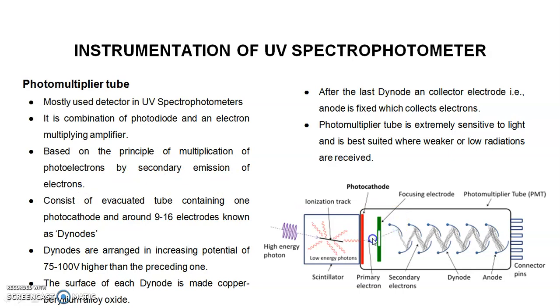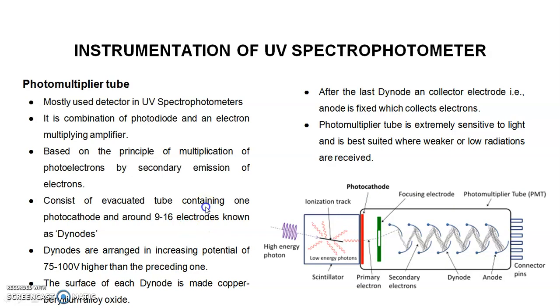Rather, it says it amplifies or magnifies the electrons, or multiplies the number of electrons, so that the secondary emission is quite high and the sensitivity of the whole detector is greatly increased. As I mentioned, all these detectors are evacuated tubes.